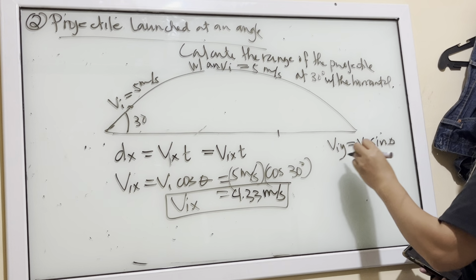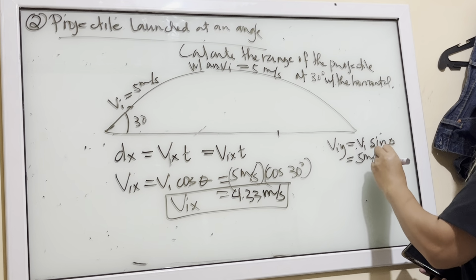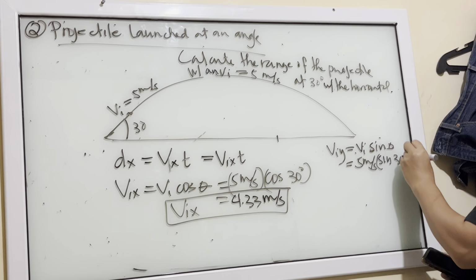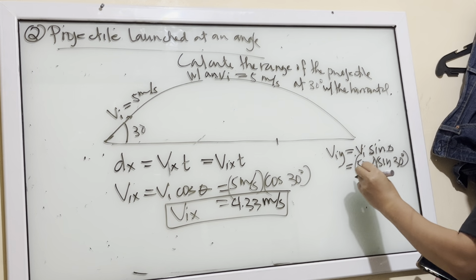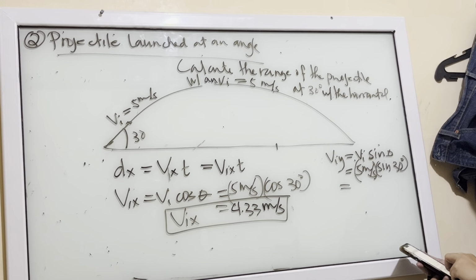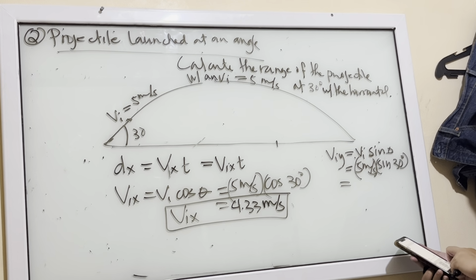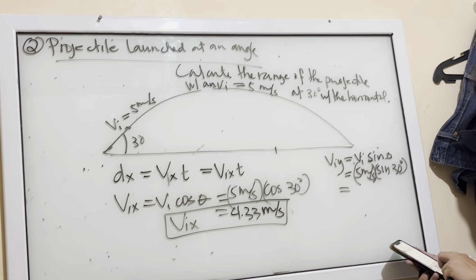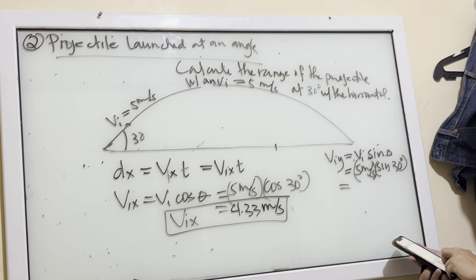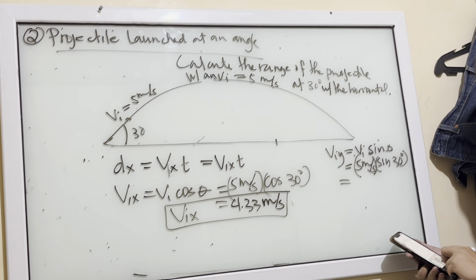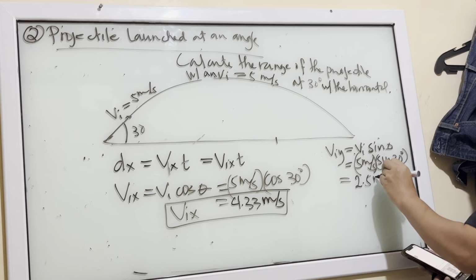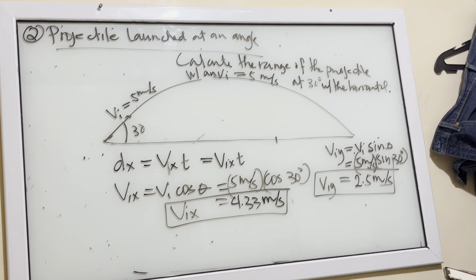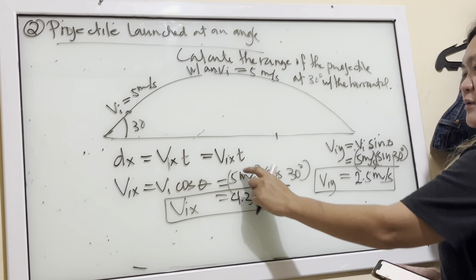sine theta. So you have 5 meters per second, your V sub I, times sine 30 degrees equals 5 times sine 30. Okay, so that's 2.5. Nasagot natin ito kanina, nakalimutan ko na. Your V sub Iy is 2.5. Now, pag nasolve na natin yan, we are now ready to complete this.